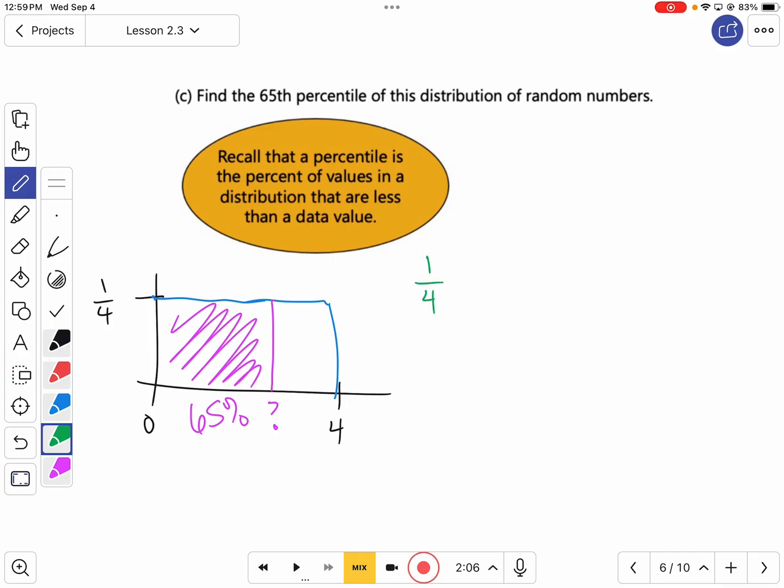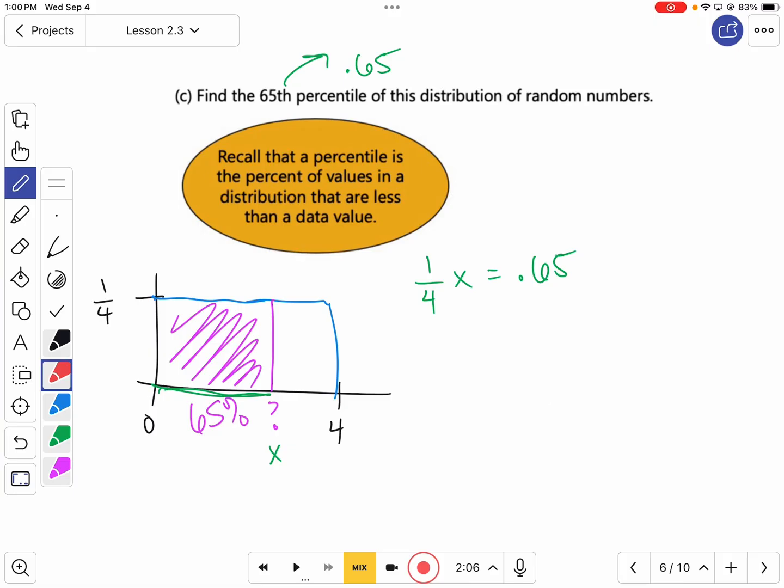I know that 1/4, and let's just call that X, 1/4 times the bottom equals, what would 65% be as a decimal? 0.65. We know it always gives me a decimal. Okay, so we're going to have to solve an equation, uh oh. How do I undo multiplying by a fourth?